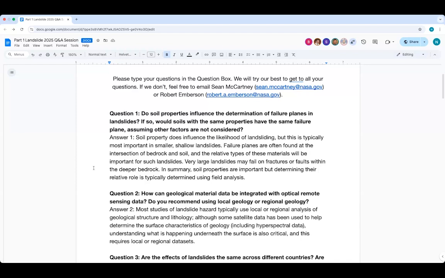And then even larger landslides might fail on bedrock faults or fractures, and those might be the things that influence that failure plane. So soil's not the only thing, I think it's important to note, but again, yes, there are certain specific soil types, and how that interacts with the local climate and vegetation will be a strong determinant. So thank you.